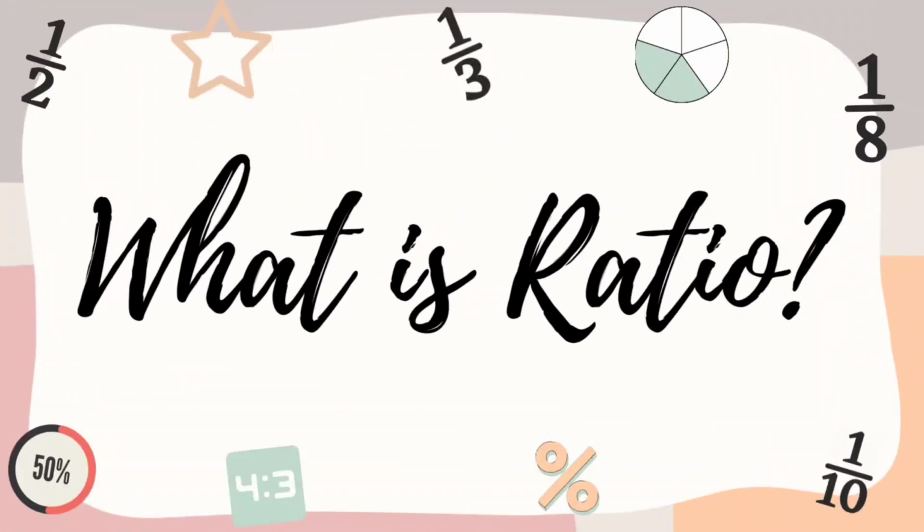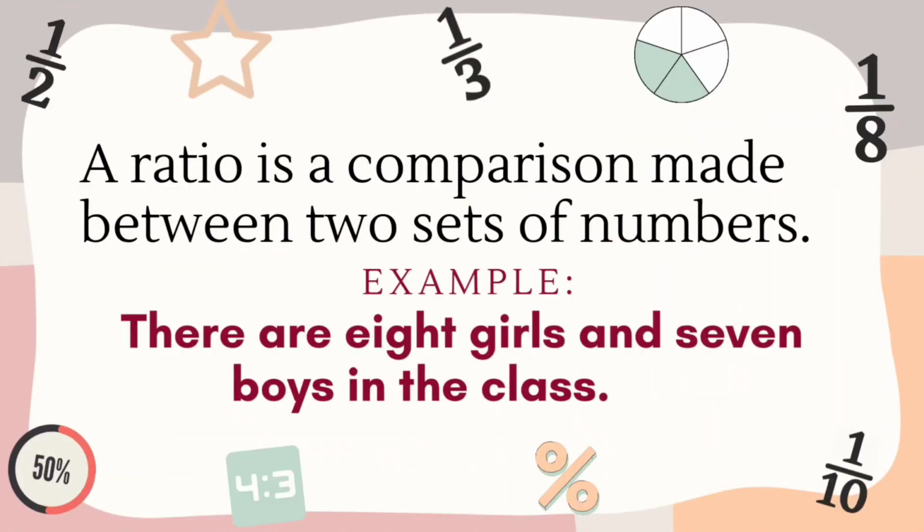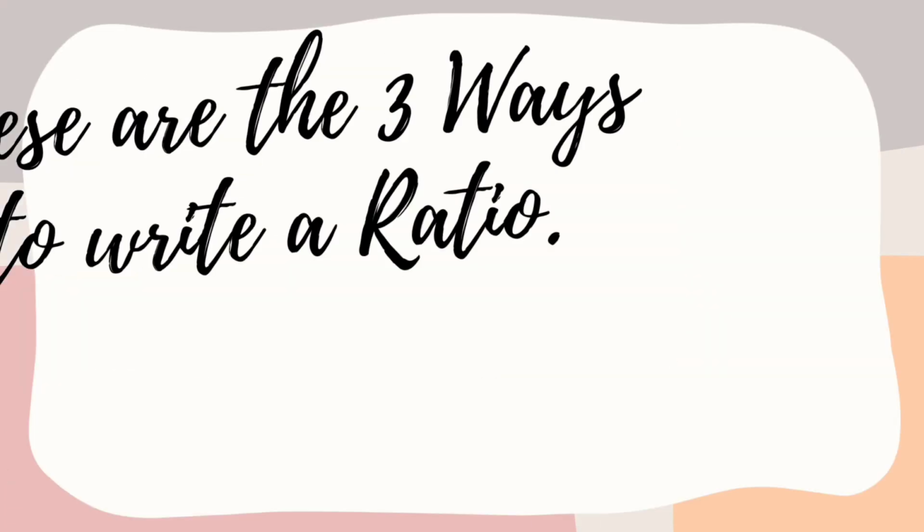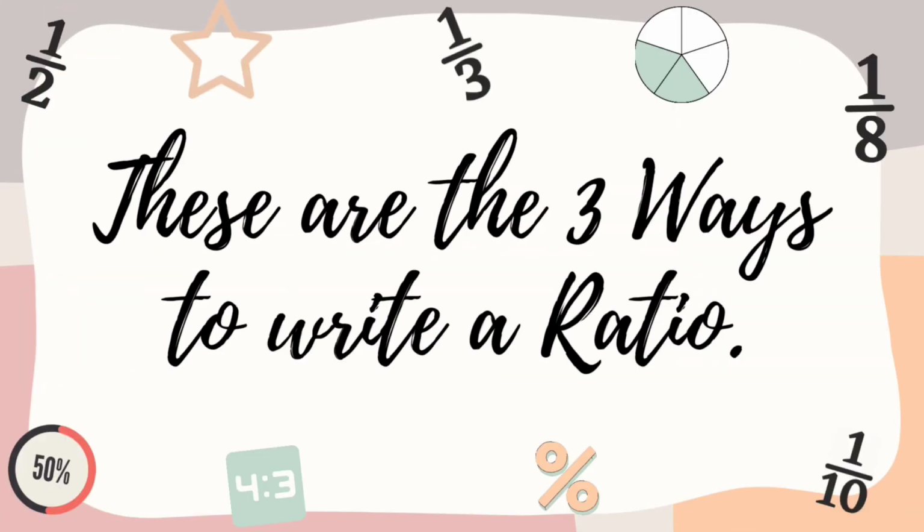What is ratio? A ratio is a comparison made between two sets of numbers. Example: there are 8 girls and 7 boys in the class. These are the 3 ways to write ratio.